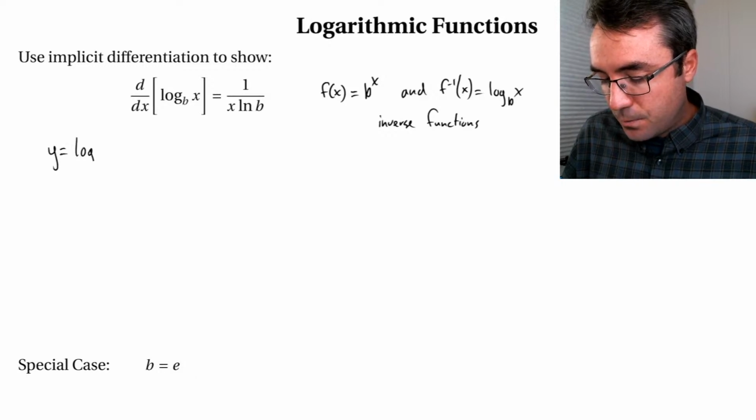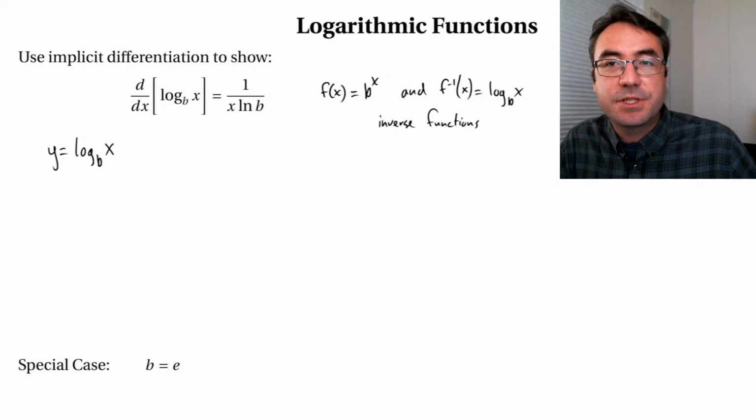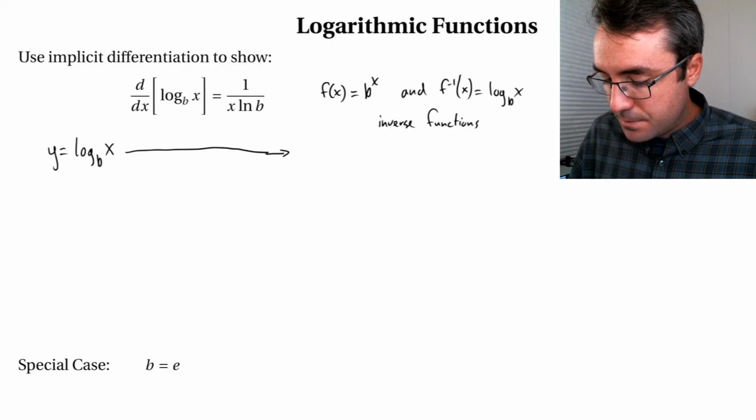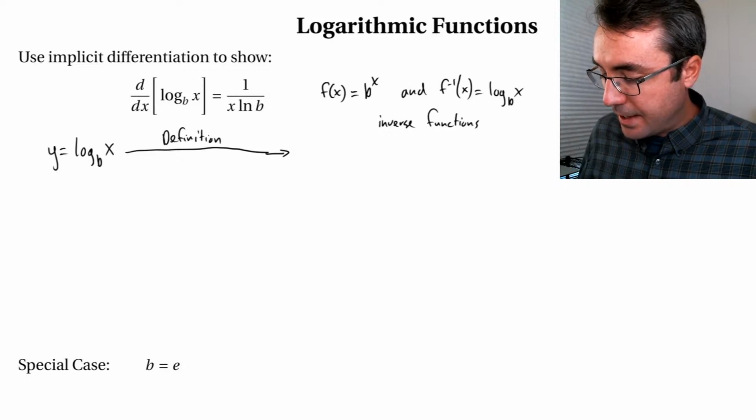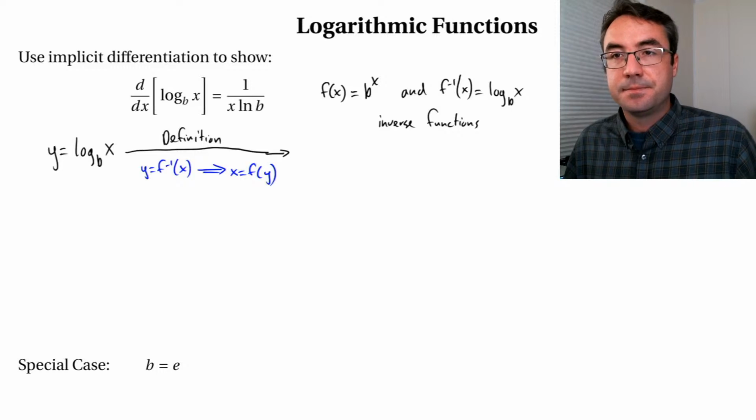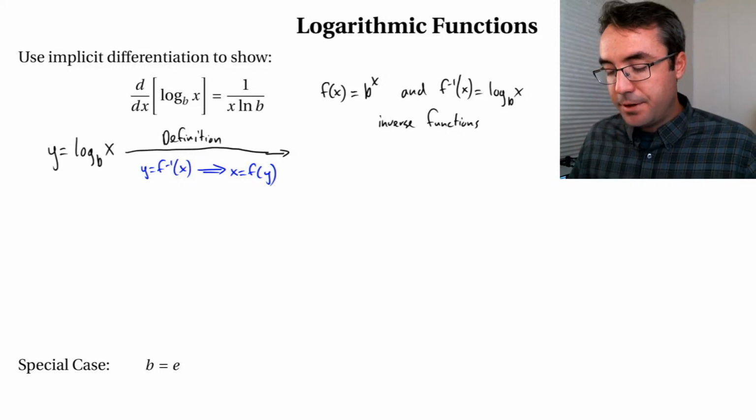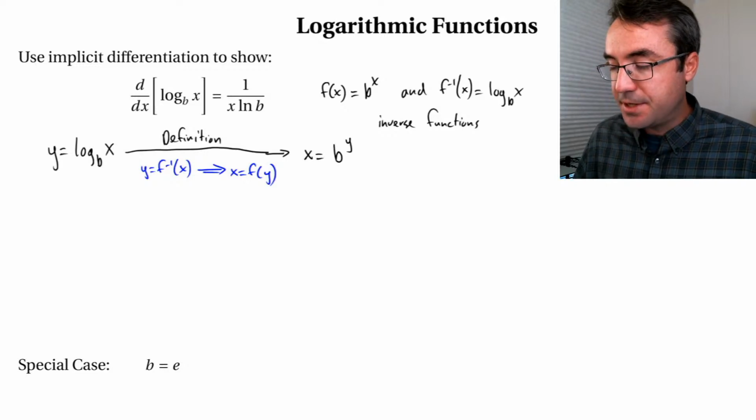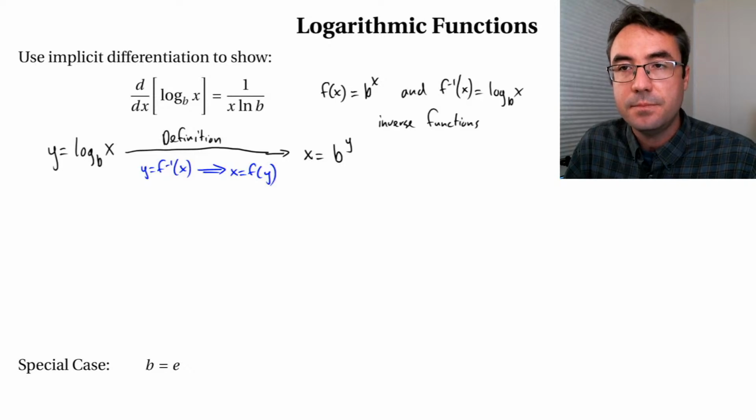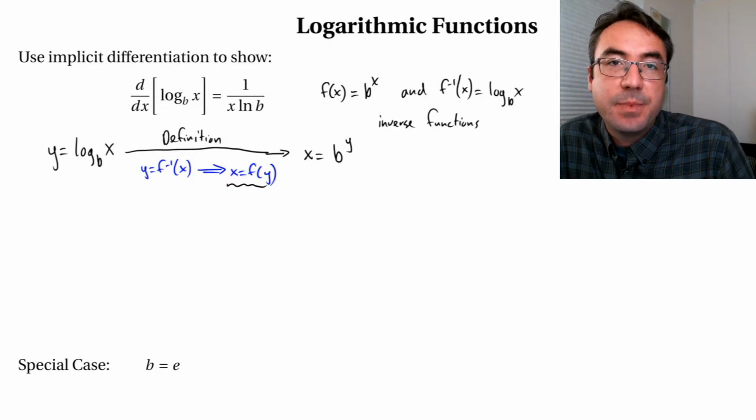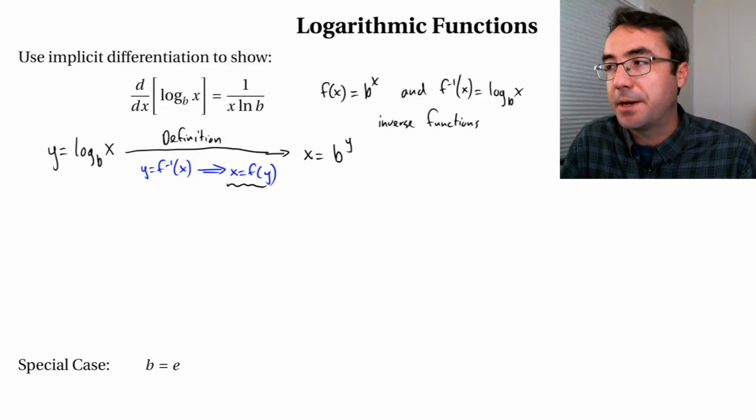So we're going to first give our log base b of x a name, we'll call it y. And then we're going to use our definition of inverse function to rewrite that. So y equals f inverse of x is the same thing as saying x equals f of y. So if we use that definition, rewriting y equals log base b of x, we can write that as x equal to b raised to the power y. We're just plugging y into our exponential function, so that's how we get b raised to the power y on the right.